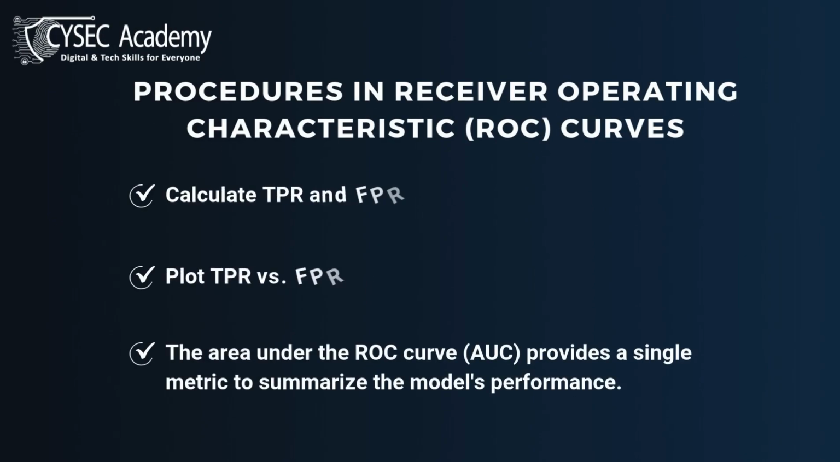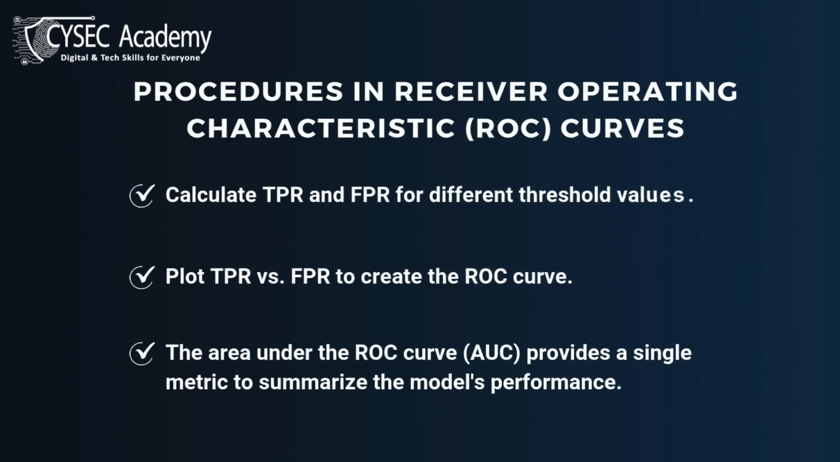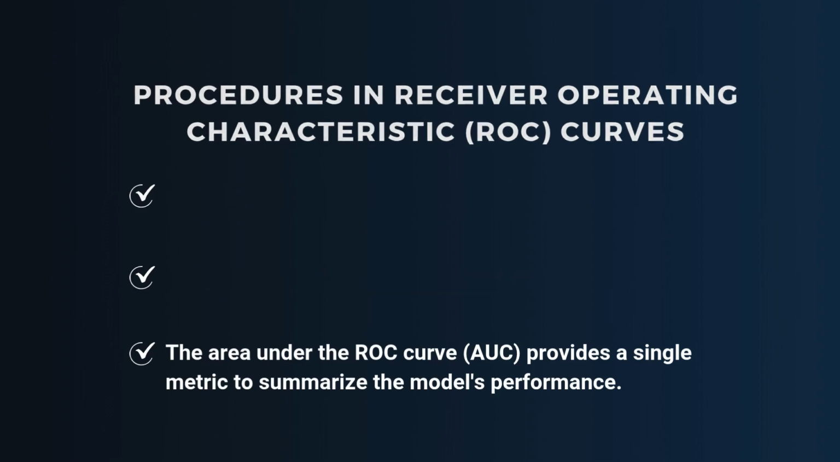Procedures in Receiver Operating Characteristic, ROC, curves. 1. Calculate TPR and FPR for different threshold values. 2. Plot TPR versus FPR to create the ROC curve. 3. The area under the ROC curve, AUC, provides a single metric to summarize the model's performance.